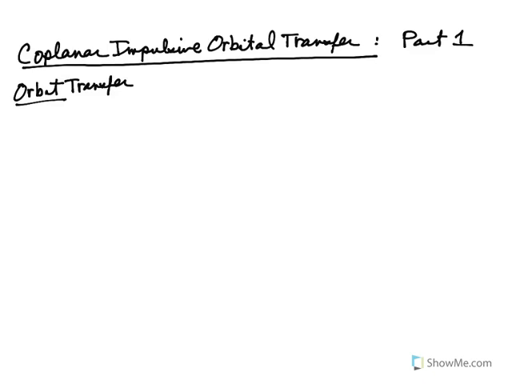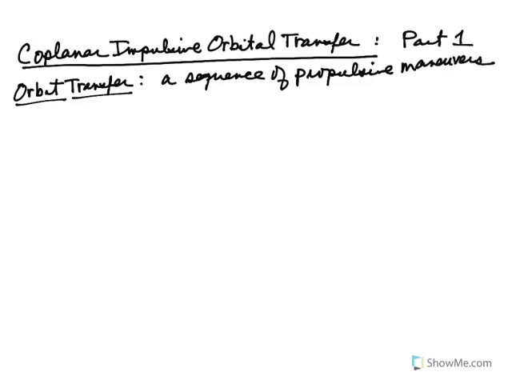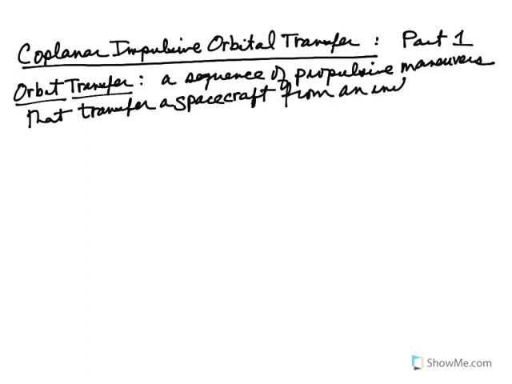So an orbit transfer is a sequence of propulsive maneuvers that transfer a spacecraft from an initial orbit to a terminal orbit.